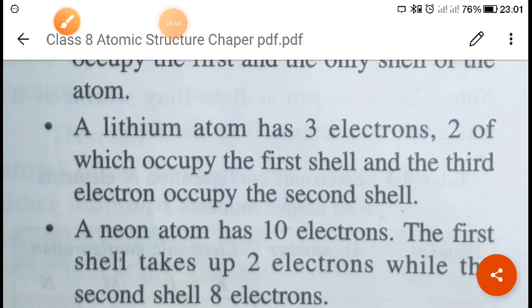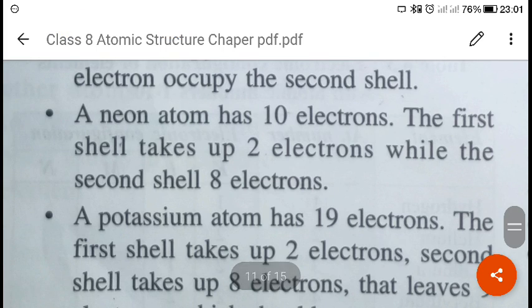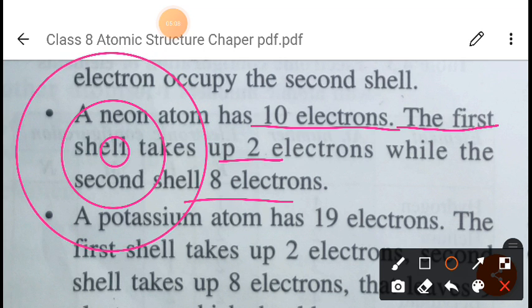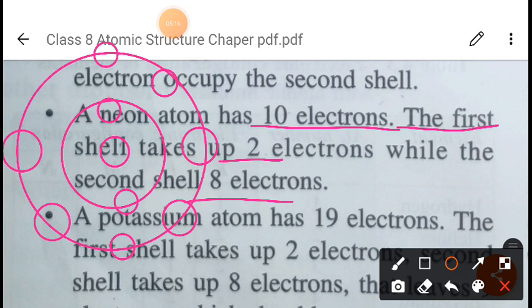Now next, when we talk about neon. Neon has 10 electrons. So how many electrons can the first shell accommodate? Only 2, right? And the second shell? 8, right? So it will be like this. Suppose this is a nucleus, this is the first shell, and this is the second shell. The first shell will have only 2 like this, and the second shell will have 8: 1 2 3 4 5 6 7 and 8. I hope you have understood this, right?